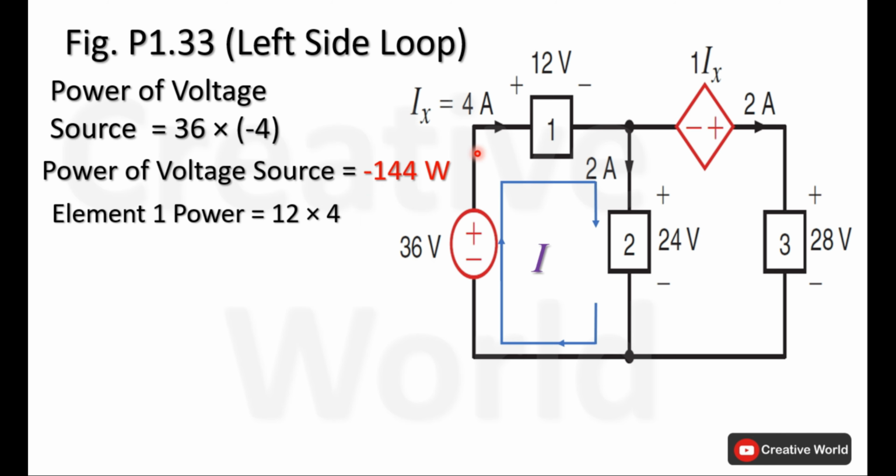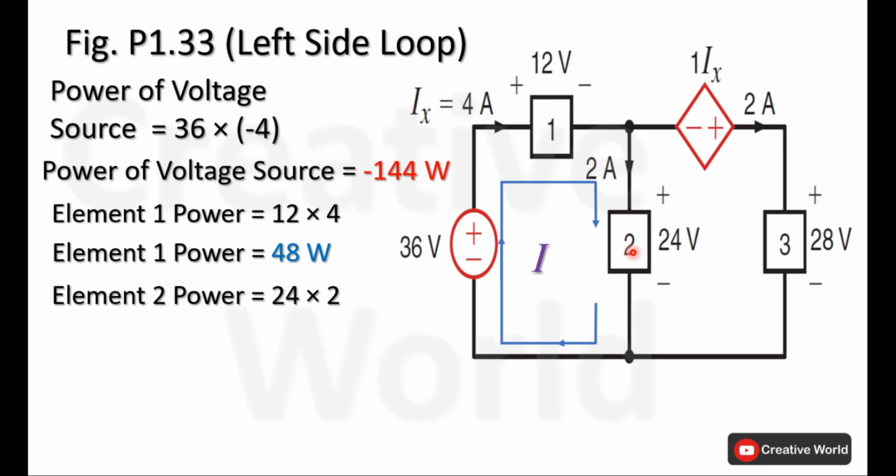Now calculate the power of element 1. Voltage across it is given 12 volt and current through it is also given 4 ampere. Here in this case current is entering from the positive terminal and leaving from the negative terminal. So according to passive sign convention theory, this current will be taken as positive. Its power will be 48 watt and this power is being absorbed due to positive sign.